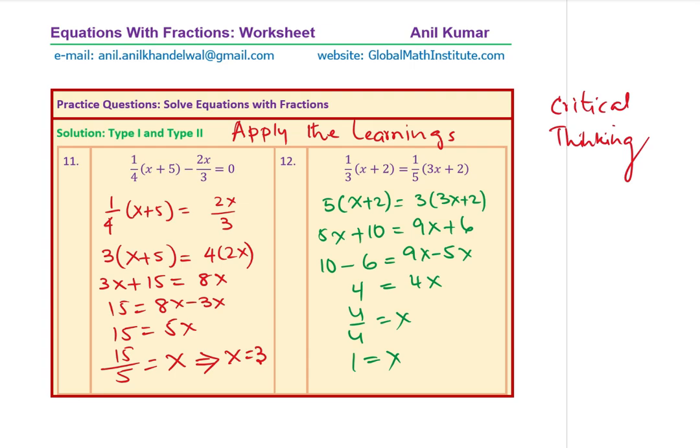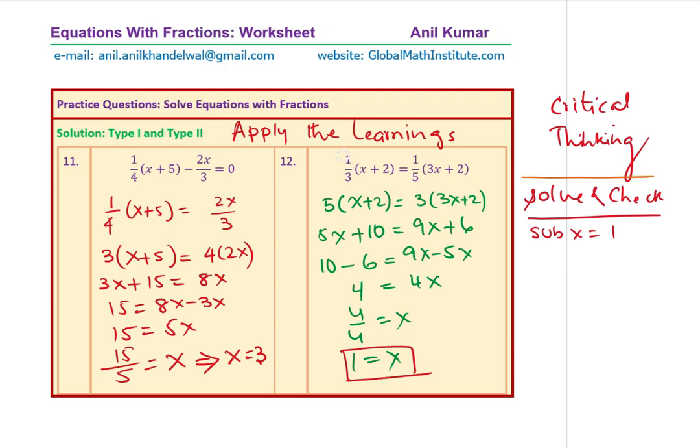Now there is one more very important step, and we say once you solve, we say solve and check. It's a good idea to check solutions. For example, substitute x equals 1, which is our solution in this case, in the equation and see. Are the two sides equal? So let us check it this time. 1 over (3 times 1 plus 2) is equal to what? 1 over 3 times 3, which is 1.